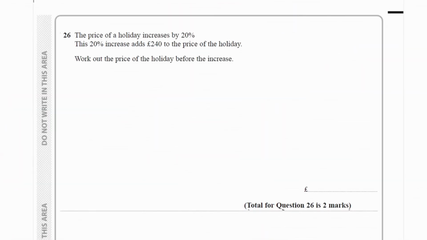Number 26. The price of a holiday increases by 20%. This 20% increase adds £240 to the price of the holiday. Work out the price of the holiday before the increase. So we know that whenever we are looking at an original amount of anything, that always represents 100%. For this question, we are adding 20%, which makes our new percentage 120%. We've been told that the 20% increase adds £240, which means the 20% represents £240.